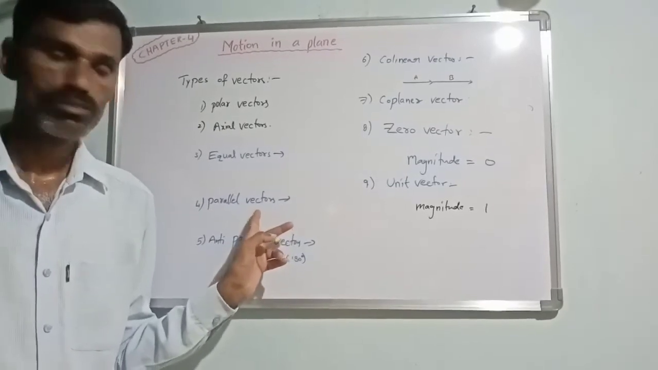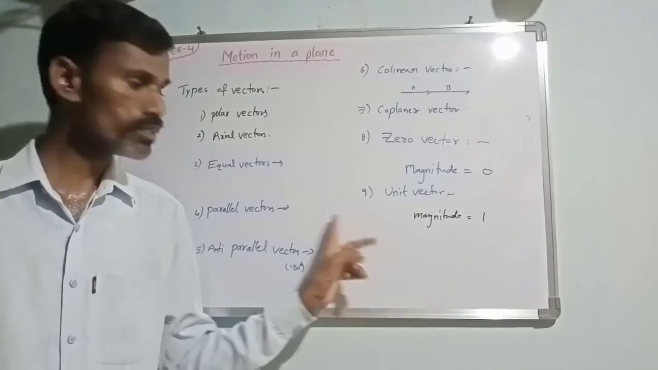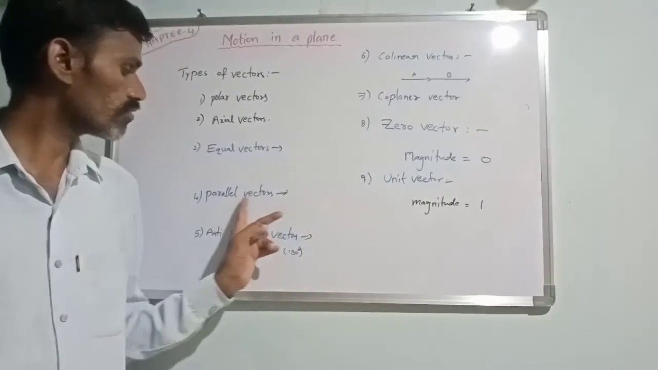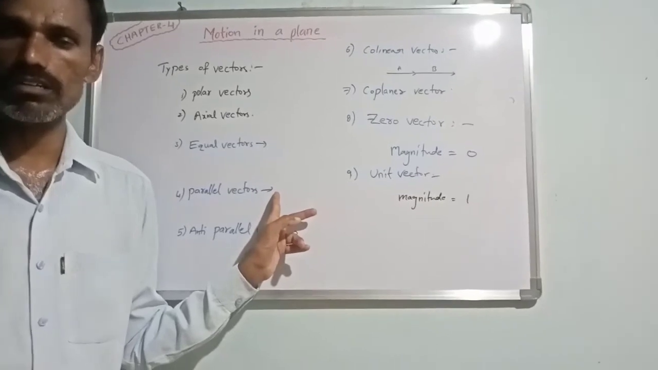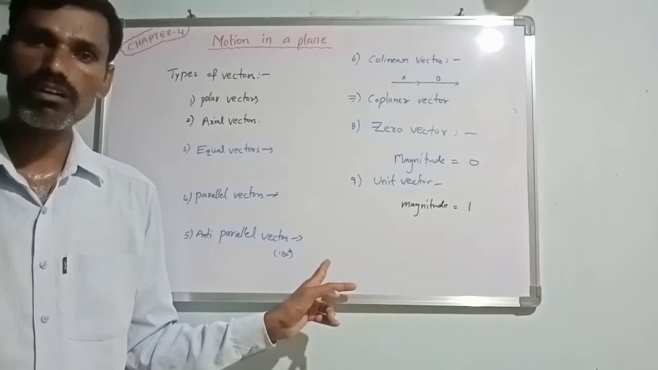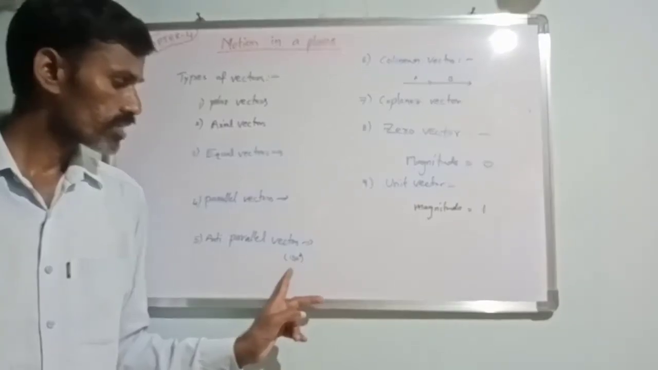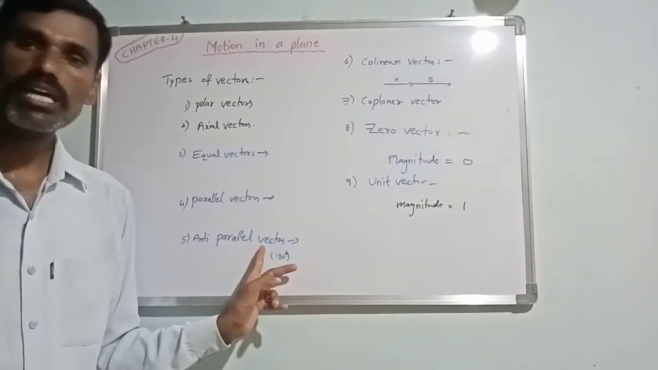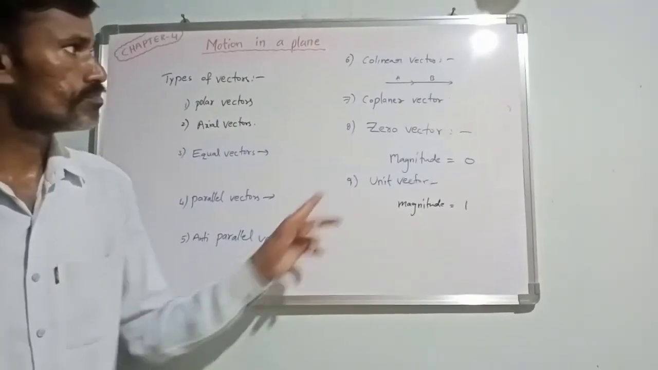Parallel vectors: if two vectors are in the same direction, that means the angle between the two vectors is 0, then the vectors are said to be parallel vectors. In this case the magnitude may or may not be equal. What are anti-parallel vectors? If two vectors act in opposite directions, that means the angle between the two vectors is 180 degrees, then the vectors are said to be anti-parallel vectors. Here also the magnitude may or may not be equal.